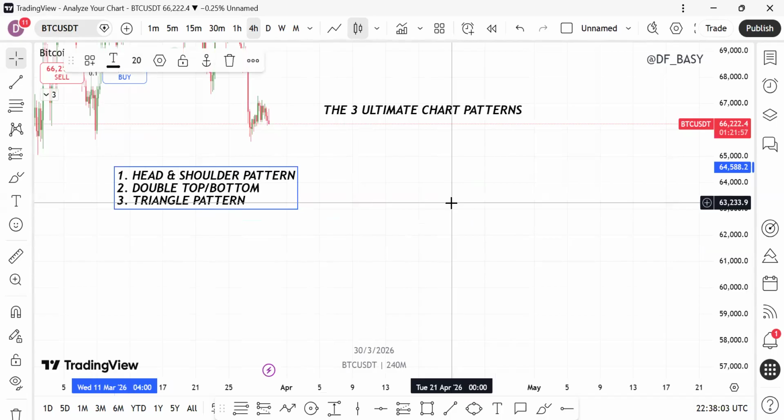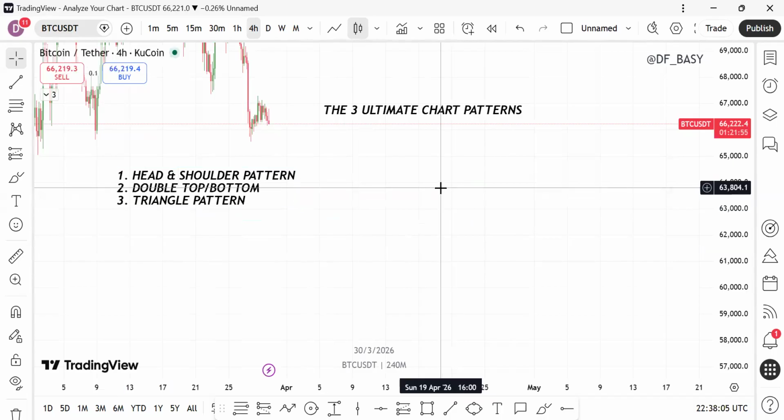I'll be briefly, in less than 15 minutes, showing you these patterns, how they form, how to use them to make profits, and how to add them to whatever strategy you're on, or how to build an edge around them to make profits.